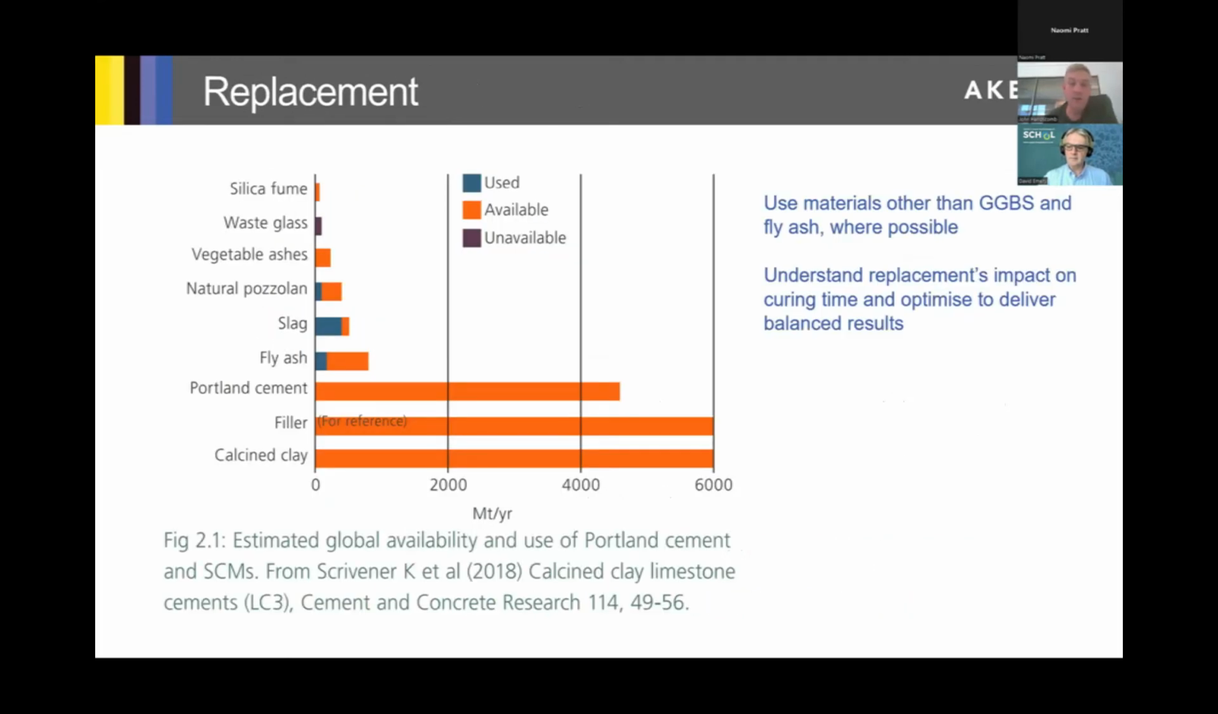And again, in terms of replacement, so whilst GGBS and fly ash are generally the most used replacements, their availability will become ever more limited. They're waste from industrial processes, and so moving away from those elements over time will be required. But equally, when using replacements, use as much as possible in the first instance, but understand its impact on curing times and optimise delivery balance results.